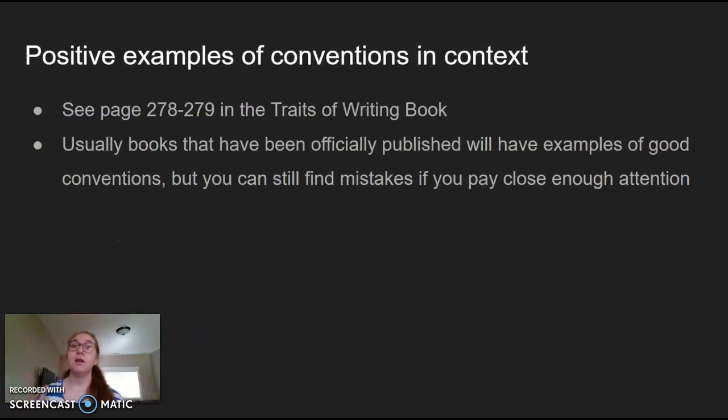So, positive examples of conventions in text. There is a really good example in the textbook on pages 278 and 279. 279 is the scoring guide that they give, but 278 is the actual writing that's given. It's about hair straighteners. So I would suggest that you go ahead and look at that. I'm not going to read it right now just because it's going to take too long. But another positive example of conventions in text can be books. If they've been officially published, they're going to have good conventions usually. But you can still find mistakes if you pay close attention.